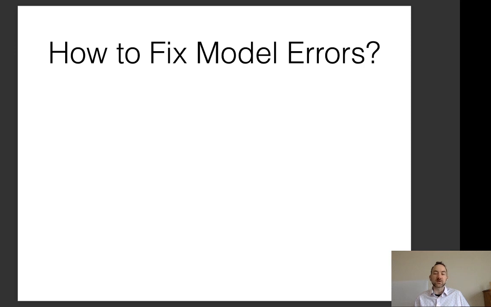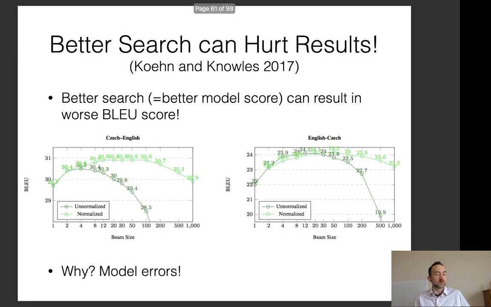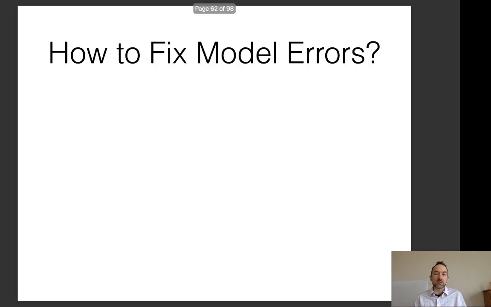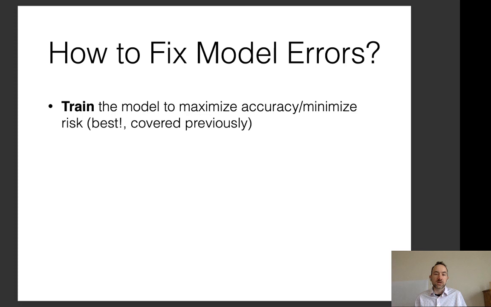So how do we fix model errors? Let's go back a second, and say we encounter a phenomenon like this, where we're making our search better, but our accuracy, according to whatever accuracy metric we prefer, is getting worse. How do we fix these model errors? The best way to do so is to train the model to maximize accuracy or minimize risk. And this is the best way of doing things.